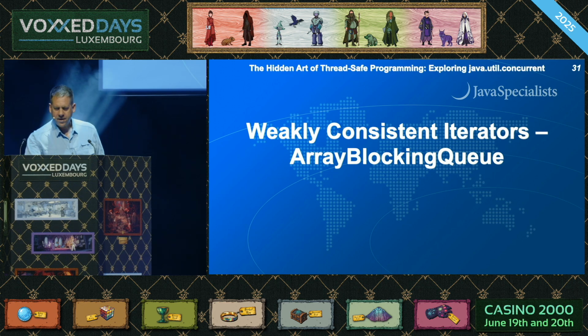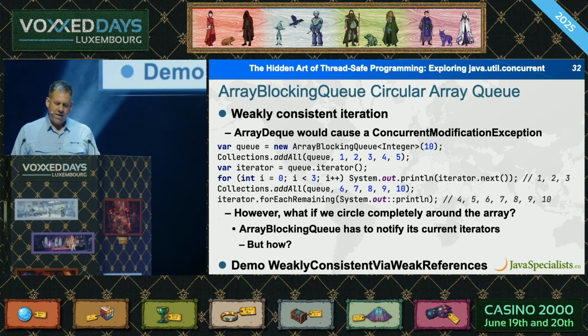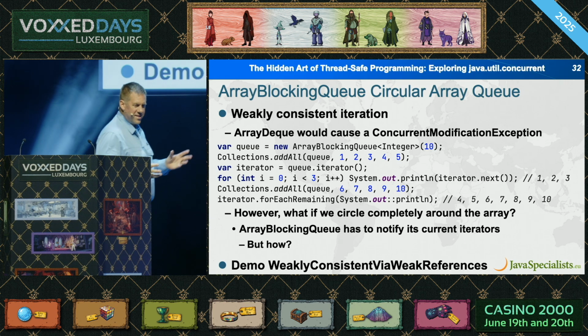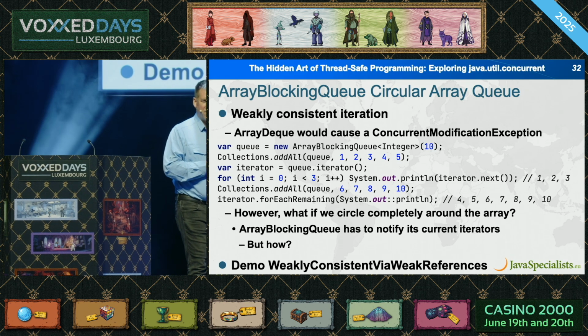All right. Another topic which is quite interesting is inside the ArrayBlockingQueue. Now, the way that the ArrayBlockingQueue works, it's basically a circular array structure.